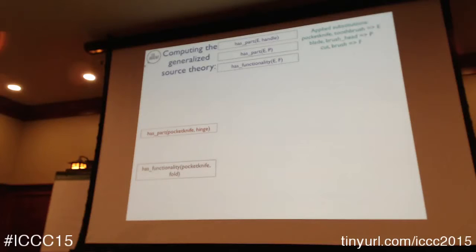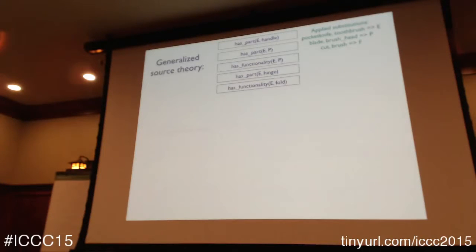Now what we're going to do is to generalize the source theory. This is already part of the source theory because it's in both. So now we need to generalize this. In order to generalize this, we look at the substitutions, and we can substitute pocket knife by the variable E, and then here as well. So this is the generalized source theory.